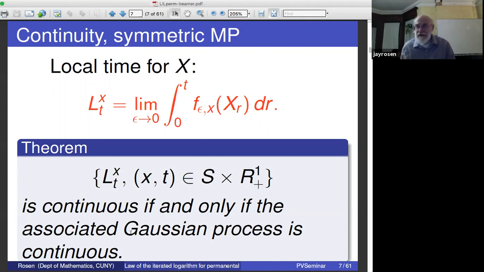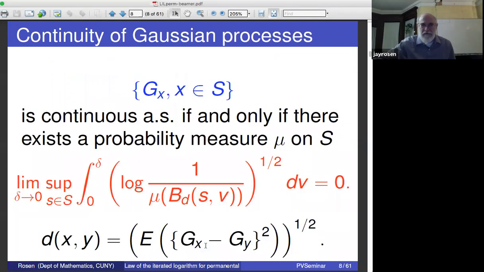Now, at first glance, this just seems to be that we've taken one abstract question, when is the local time continuous, and we replaced it with another abstract condition. However, Gaussian processes are well known. And we have a necessary and sufficient condition in terms of the covariance here. B_d is the ball, where you use the metric which is the incremental standard deviation for the process. And this would be the ball centered at s of radius v. So this is a result that was worked on by many mathematicians, and the final version is due to Talagrand.